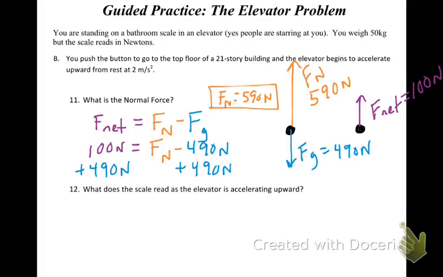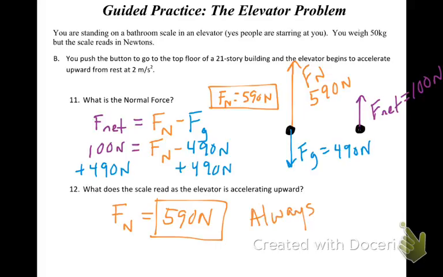Well, the force that the scale is going to read always happens to be our normal force. Okay. So your scale will always read our normal force because that scale is what's going to be pushing you upward, which means our scale actually now reads 590 newtons. Your scale always reads your normal force. Always reads our normal force. So that's what's going on when you are accelerating upwards.